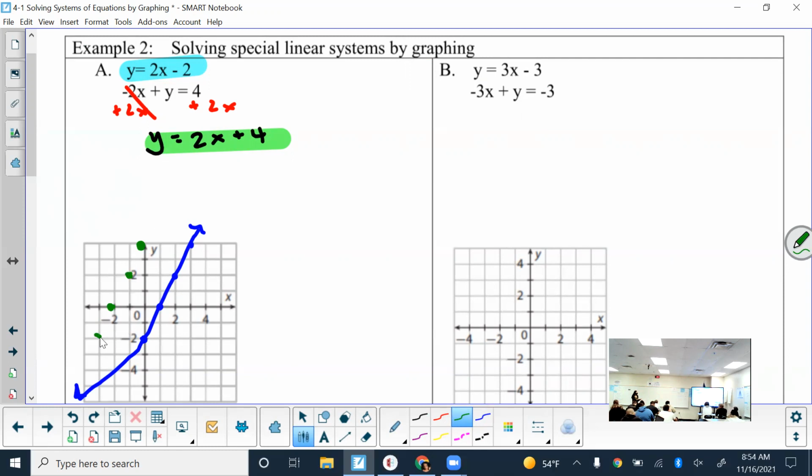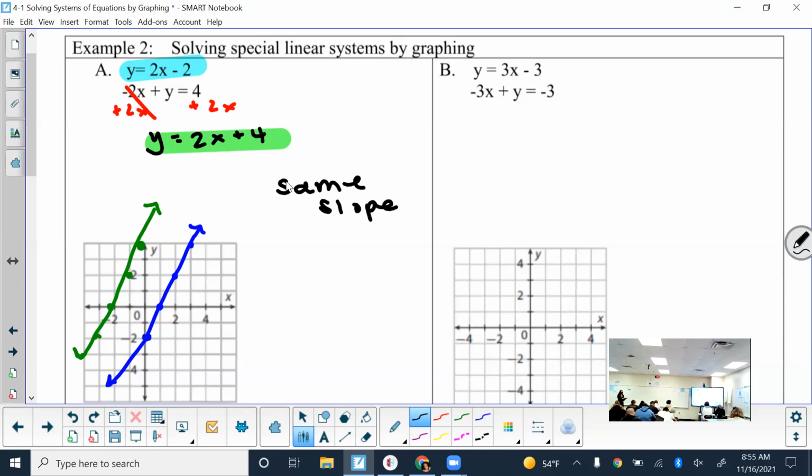Does it look like they will cross at any point? No, because they are parallel to each other. Let me make this look more parallel. I kind of drew that off. But yes, they're parallel to each other because they have what the same? The slope. So you probably noticed that in the equation. If not, then graph it and then you know for sure.